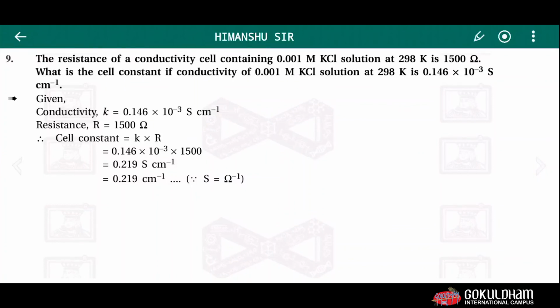So our equation is cell constant is equal to K into R. You can put in both the values of K and R, then your final answer is 0.219 centimeter inverse.